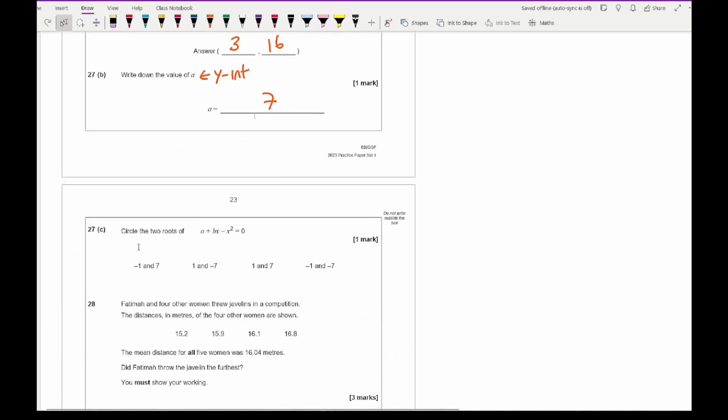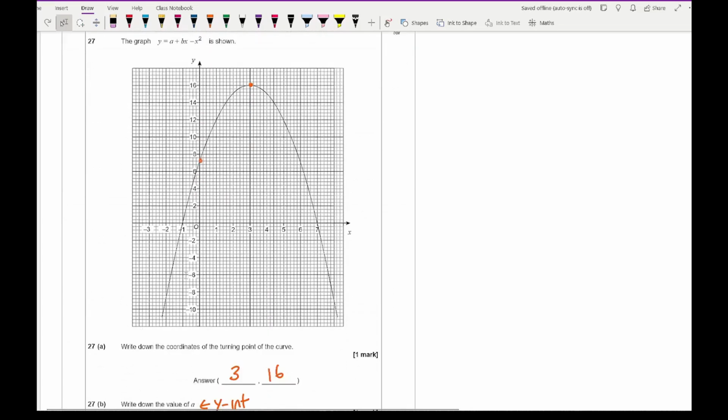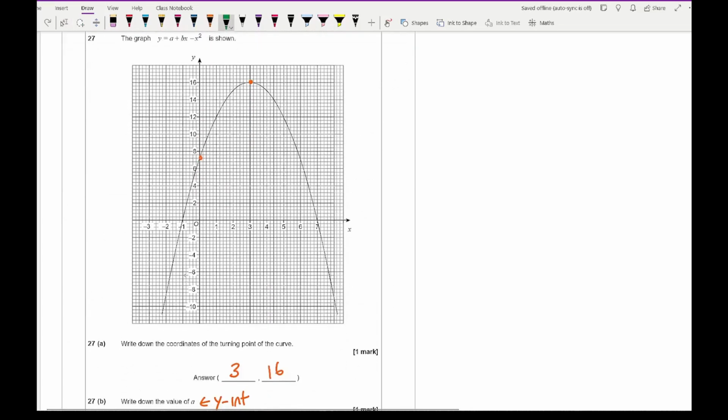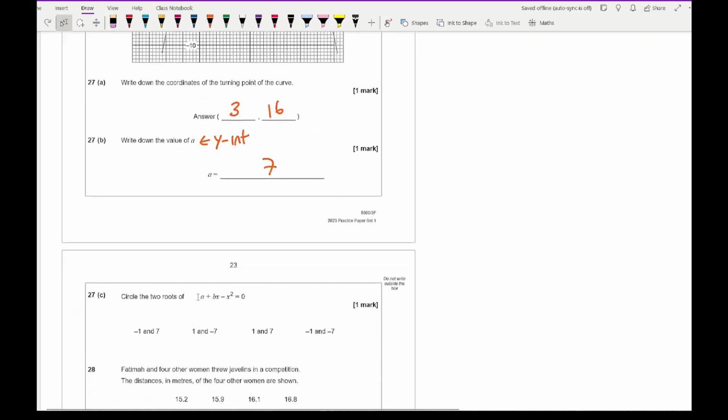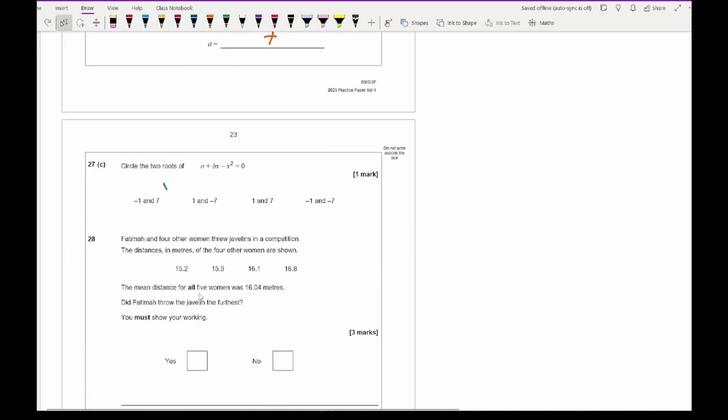For part C, it then says circle the 2 roots. Well, the 2 roots are where the curve crosses the x-axis. So I've got -1 and 7. So I've just got to find that as an option. So -1 and 7 is our first option.